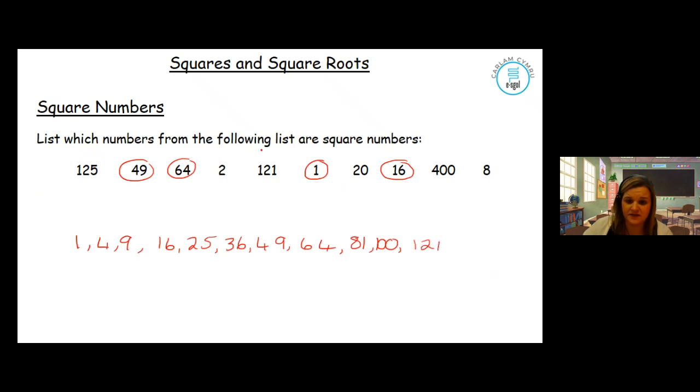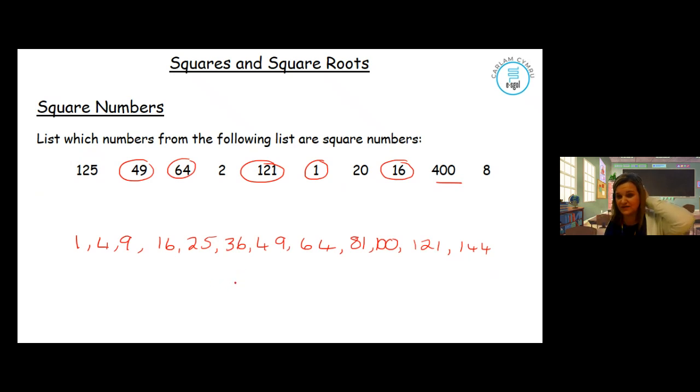Now that is in my list, so I'm going to circle that one. 12 squared is 144. Now then, 125 I've passed, so that one's not. And then the only one I've got left now is 400. And I don't want to keep going all the way up to 400.